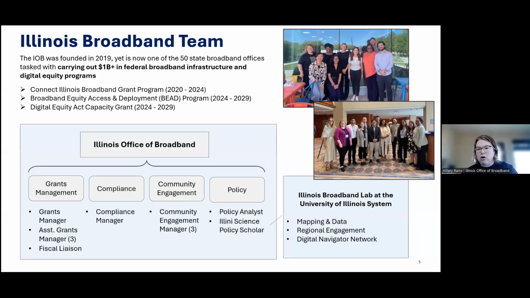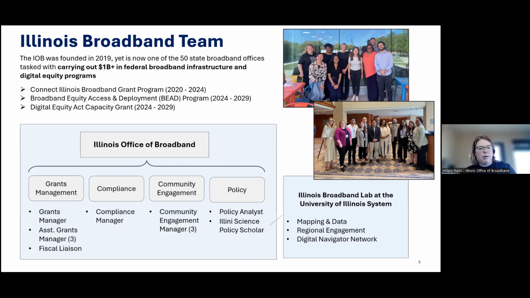Some of you know me. Hopefully most of you do. I'm Hillary Raines. I am a community engagement manager with the Illinois Office of Broadband. We have our broadband team here in Illinois, and we work really hard to expand broadband access and also digital equity opportunities throughout the state.